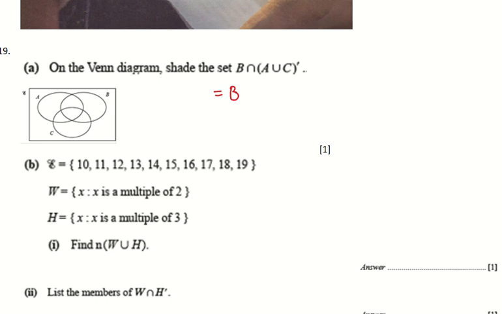First we convert intersection into negative sign and then remove the complement sign for the next set, which is A union C. Now B minus A union C, we draw the shade B minus A union C.